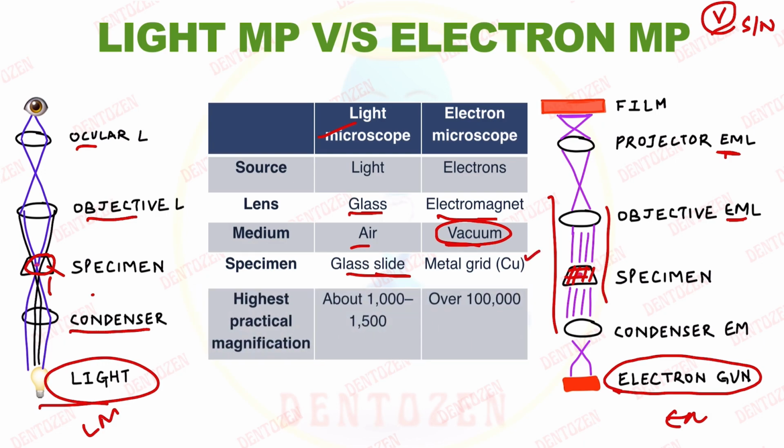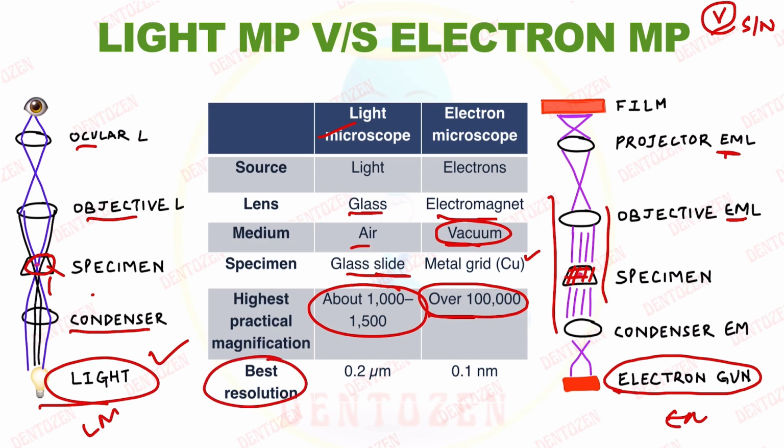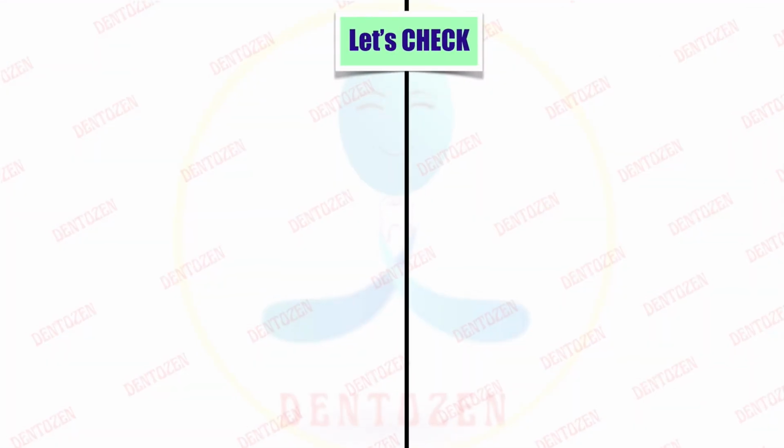The highest practical magnification that can be achieved with the light microscope is about 1000, whereas with the electron microscope it is much more, and the resolution is better with the electron microscope, that is 0.1 nanometer as compared to 0.2 micrometer in the light microscope.